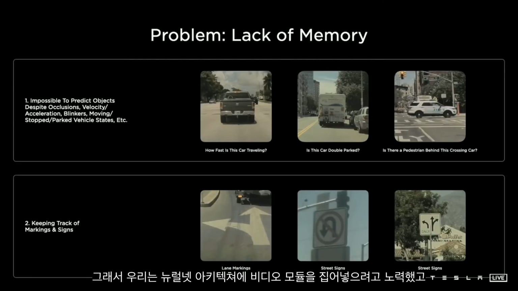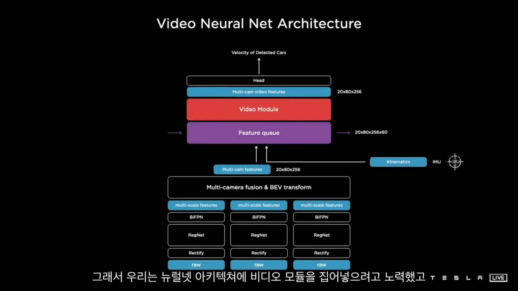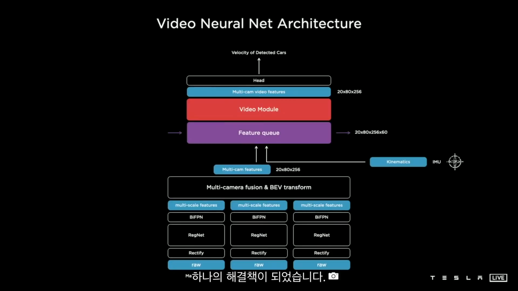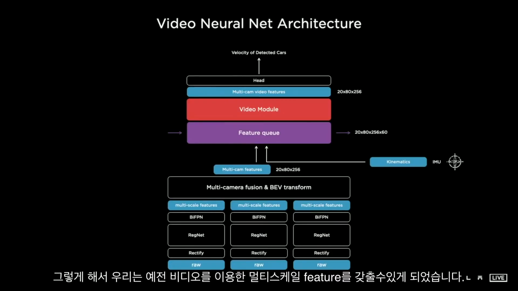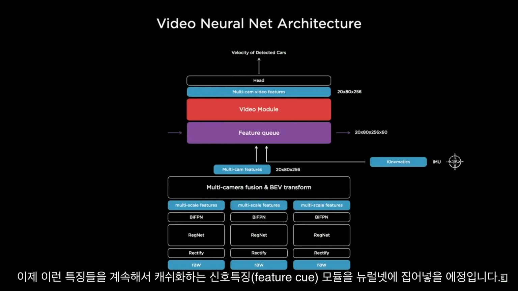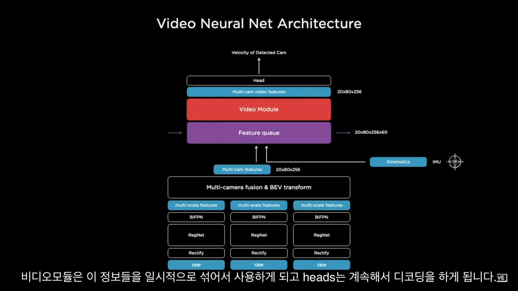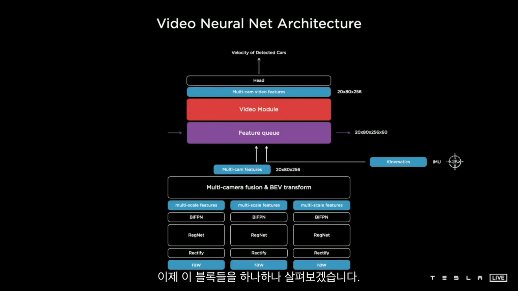So we try to insert video modules into our neural network architecture, and this is one of the solutions that we've converged on. So we have the multi-scale features as we had them from before, and what we are going to now insert is a feature queue module that is going to cache some of these features over time, and then a video module that is going to fuse this information temporally. And then we're going to continue into the heads that do the decoding. Now, I'm going to go into both of these blocks one by one.